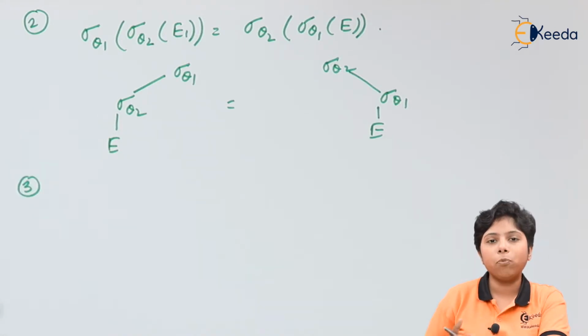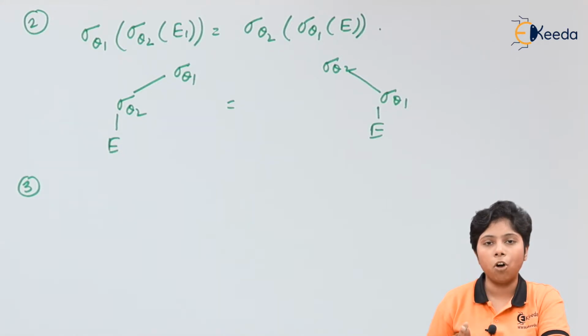Now if there is a sequence of projections that we are operating on a query or a relation, it will be the same as the result of a single projection with the combination of all the attributes, performed on this E.